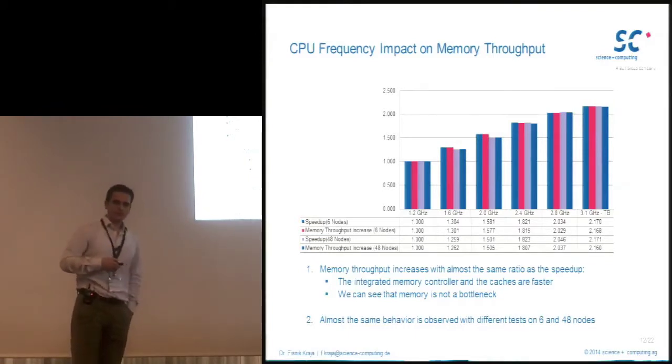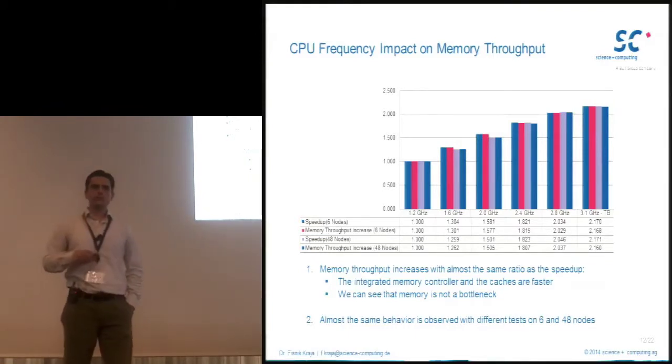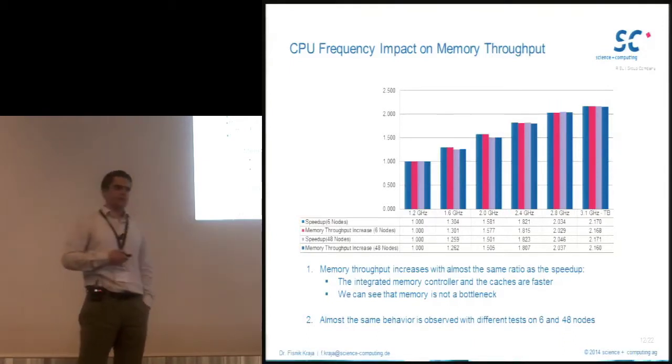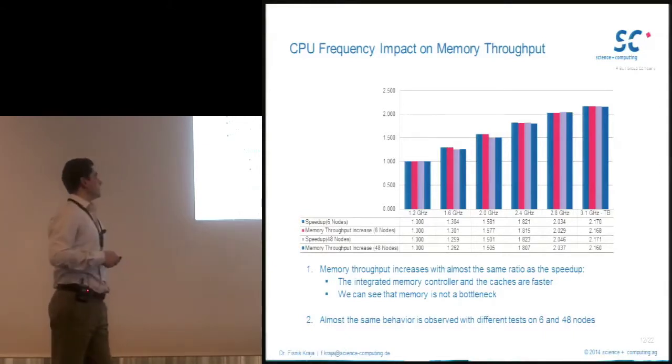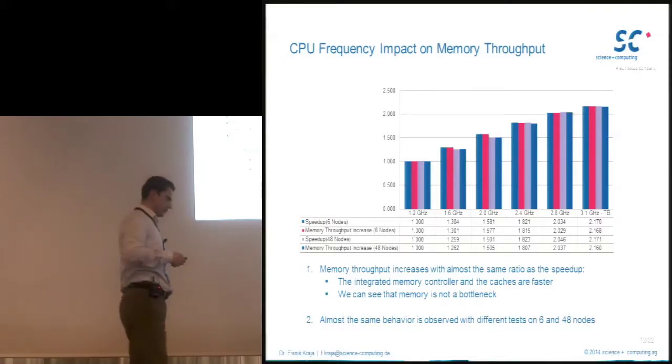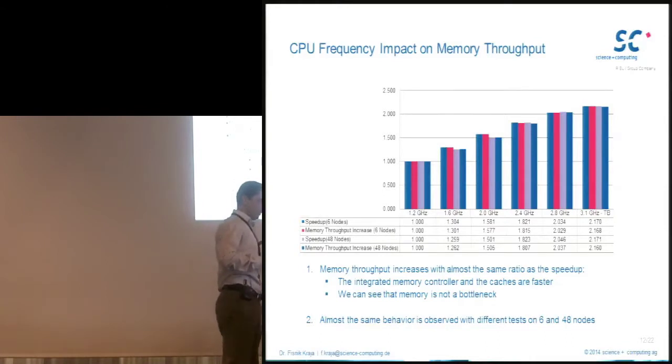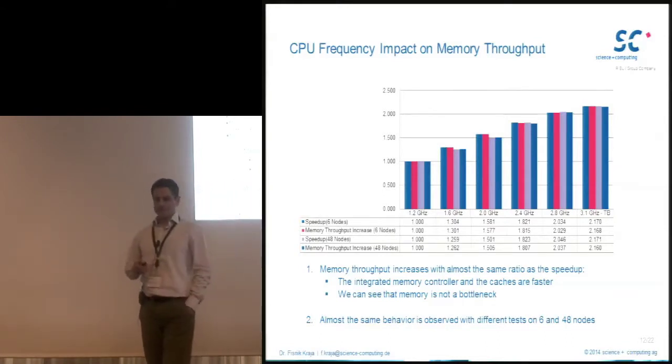From this chart we can also understand that the memory bandwidth is not the bottleneck in this case, because you always get what you want, and this is very helpful in such a scenario. And we see the same behavior for 6 and 48 nodes. There is a small gap, but this is to be expected, since on 48 nodes the memory throughput requirement is less, and I will come back to that later.